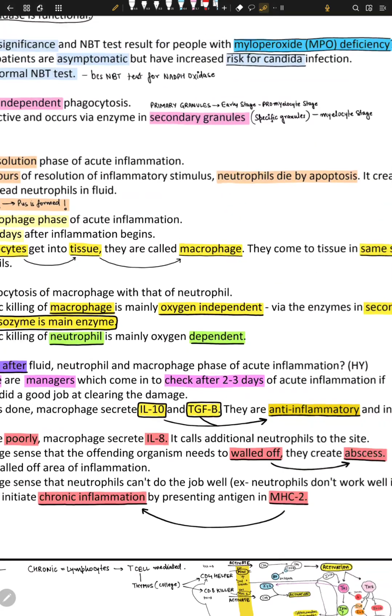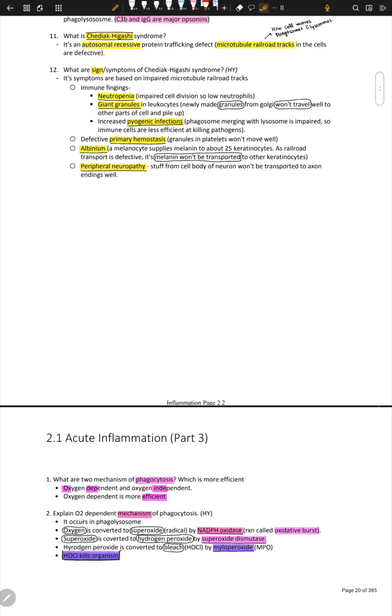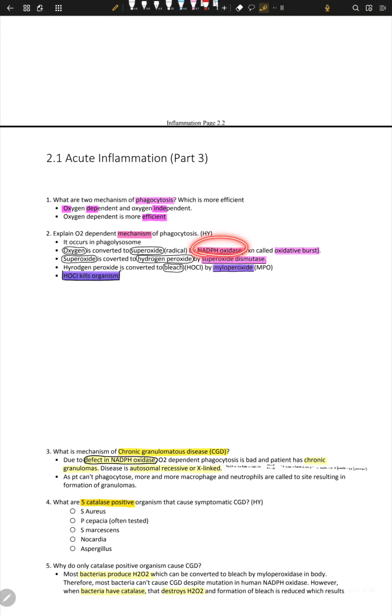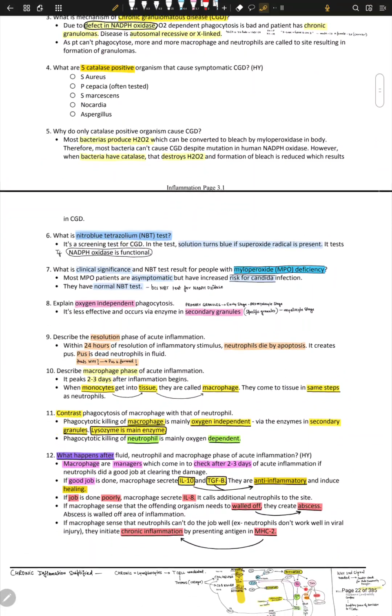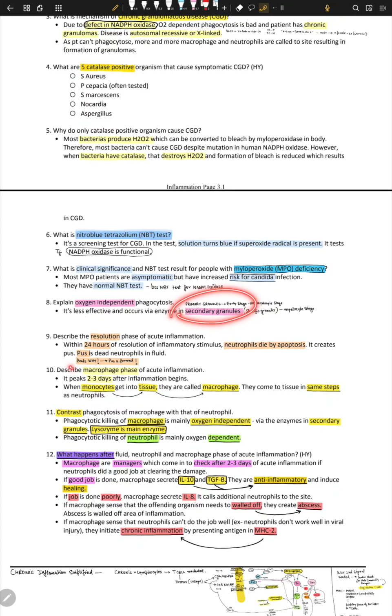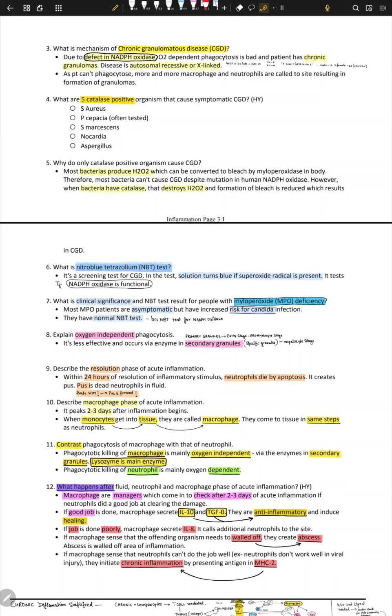This is the whole story of acute inflammation, very simply. We need NADPH oxidase, superoxide dismutase, and myeloperoxidase to make bleach. This is the oxygen dependent pathway. The oxygen independent pathway is done via secondary granules. Pus, what is pus? Dead neutrophils with fluid is pus. And what else? IL-10 and TGF beta are anti-inflammatory. So this was the whole of acute inflammation in very short.